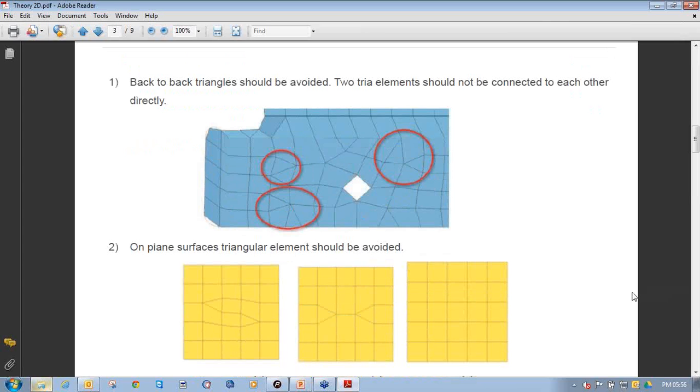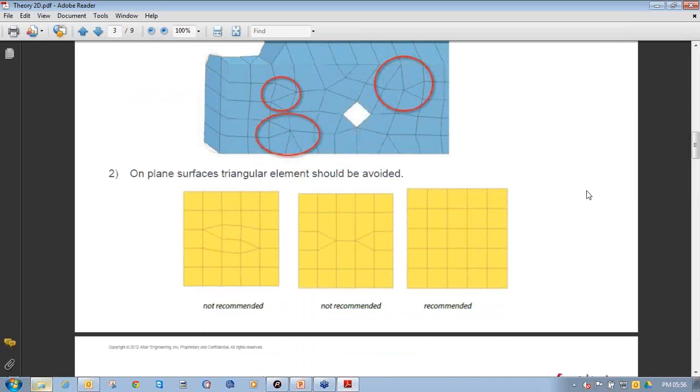So first, back-to-back triangles should be avoided. That is, two tria elements should not be connected to each other directly. This is because the tria elements are stiffer as compared to quad. So if tria elements are connected back to back or very close to each other, the stiffness of the component in that particular region increases, and it may change the result of stress and displacement in that particular zone.